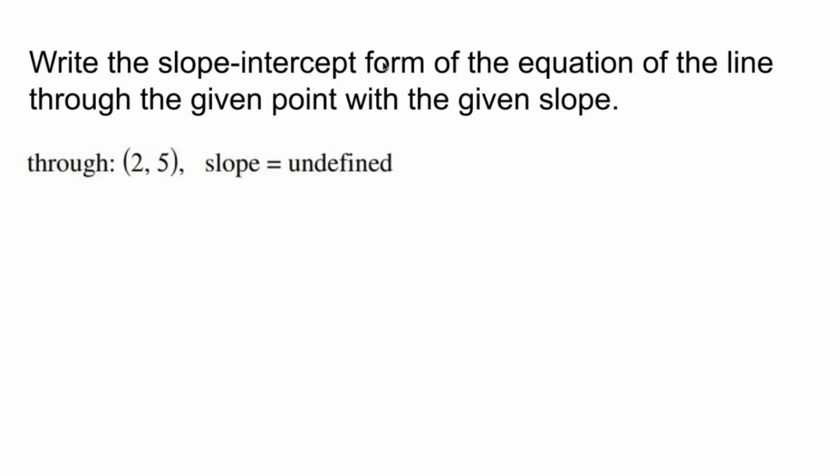Write the slope-intercept form of an equation of the line through the given point with the given slope. So we're given a line that goes through (2, 5), but also has an undefined slope. This is a special case. An equation that has an undefined slope means it's a vertical line. It looks a little something like that, if I knew how to draw a vertical line.